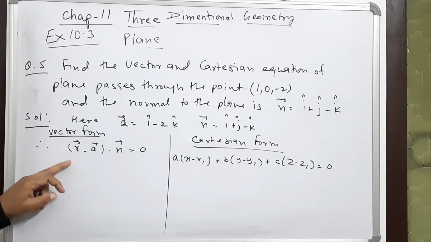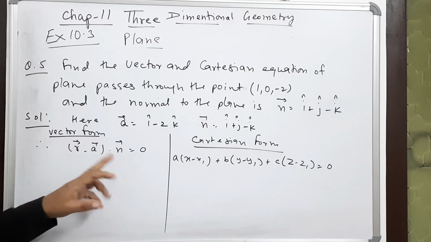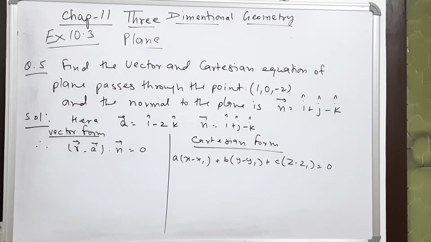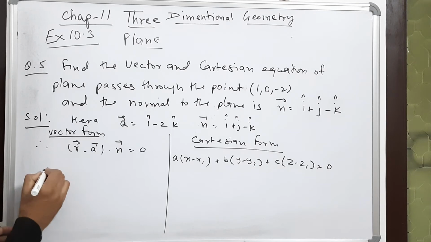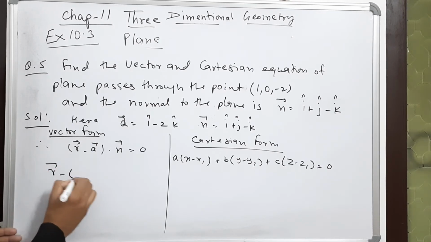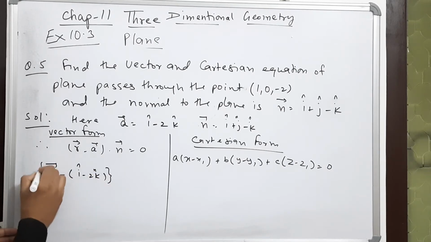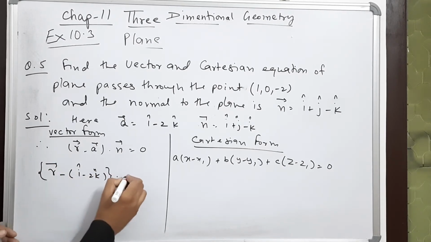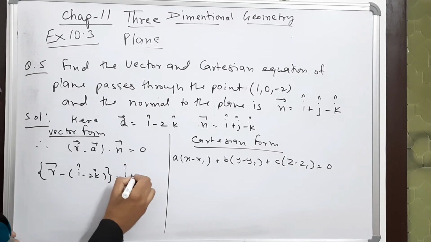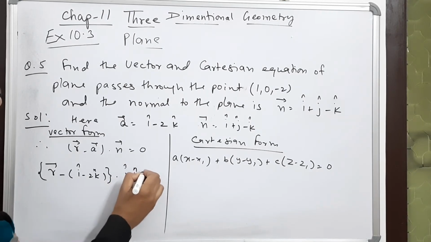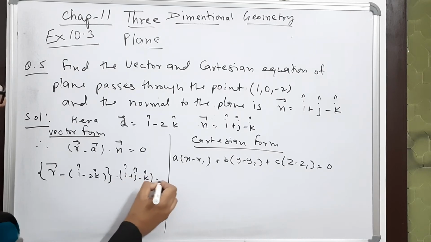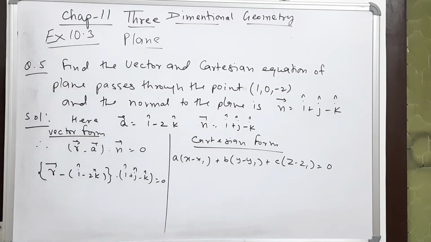You have to learn this formula. It is (r minus a vector) dot n vector equals to 0. So the answer will be directly r minus a vector, which is i cap minus 2k cap, dot the normal. So the normal is i cap plus j cap minus k cap, equals to 0. So that is the vector form of the plane.